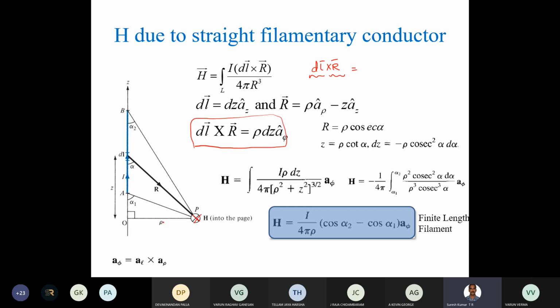Either the observer is here or on the other side, maybe on this side. If you take the other side, what will be the direction of the r vector? This might be the direction of the r vector. How will you write the equation? Still, in that case also, the direction of dl is dz into az, cross product with the r vector. What will be the r vector equation in that case? Please try with your pen and paper and tell me.